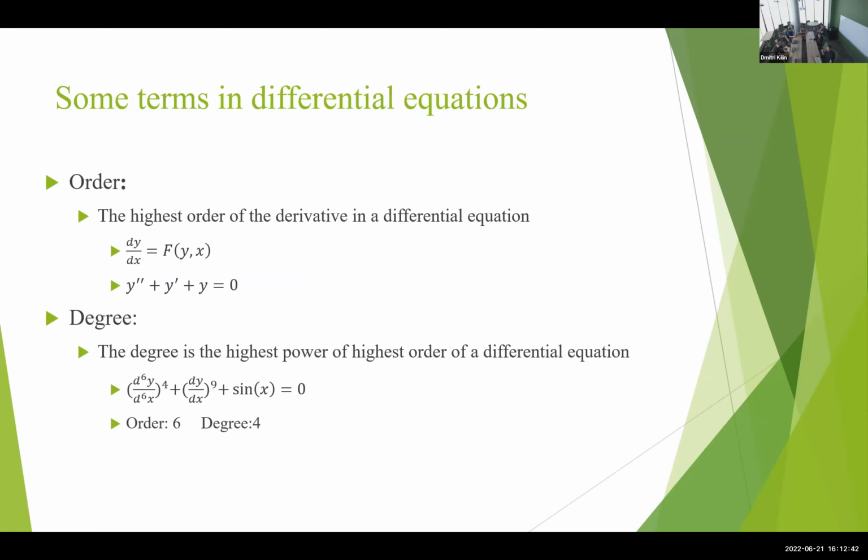The second term is the degree of the equation. The degree is the highest power of the highest order derivative in the differential equation. For example, in the example that I mentioned here, the order is 6 because the highest derivative is 6, but the degree is 4.